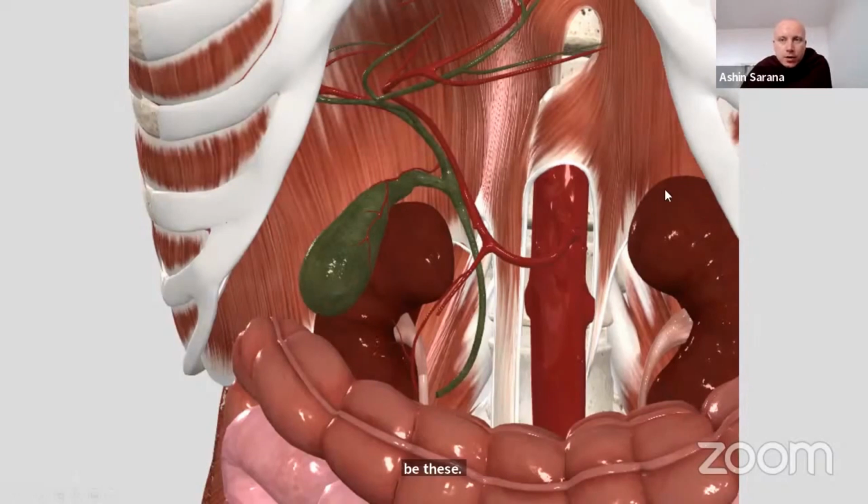These brown parts that you see somewhere at the back, they are kidneys.